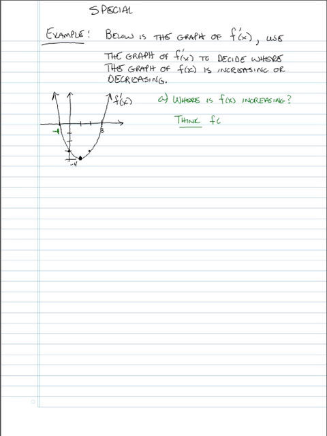f of x increases when the derivative is what? When f prime of x is positive, right? The graph of f increases when f prime of x is positive. We could say greater than 0, but what we really mean, of course, is that f prime of x is positive.